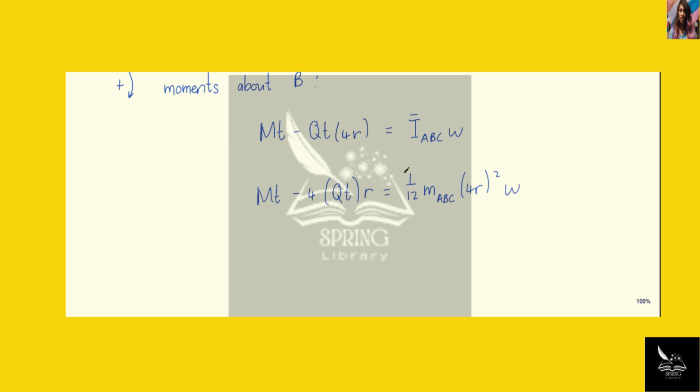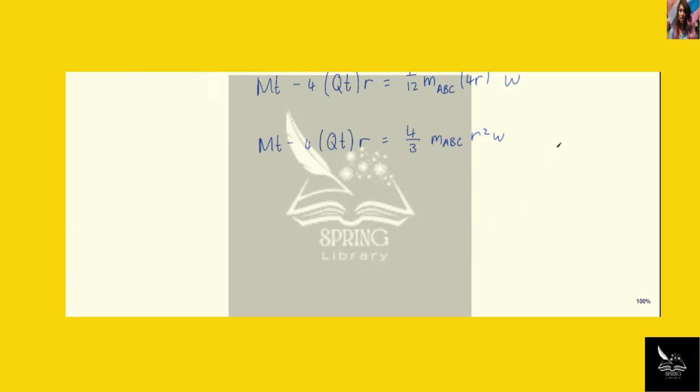So we know what our mass moment of inertia is for a disk and for a rod. And this simplifies to MT minus 4 times QT times R, which is equal to 4/3, when we open out the square, times the mass of the rod M ABC times R squared omega. We'll call this equation 2.